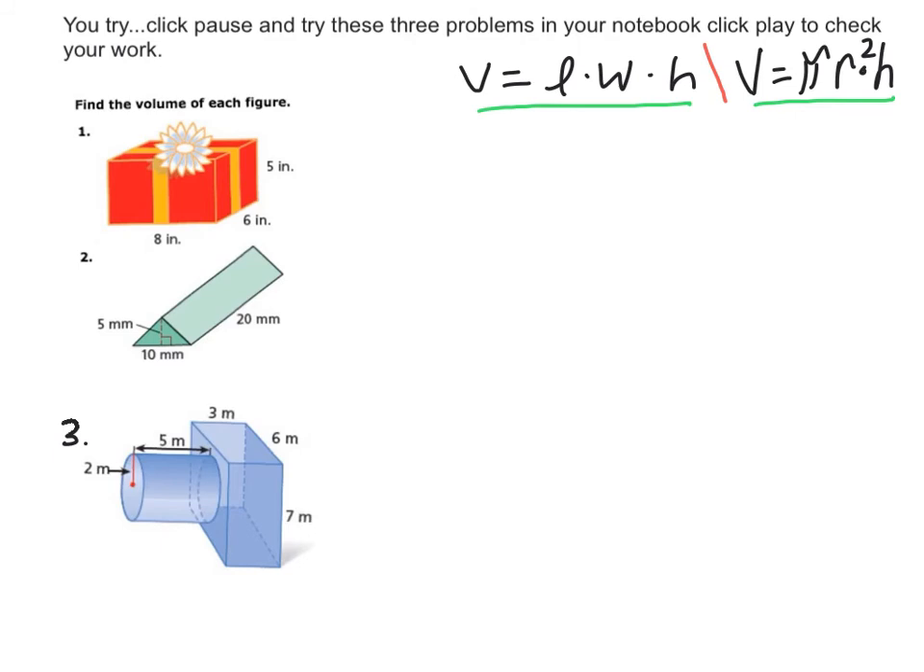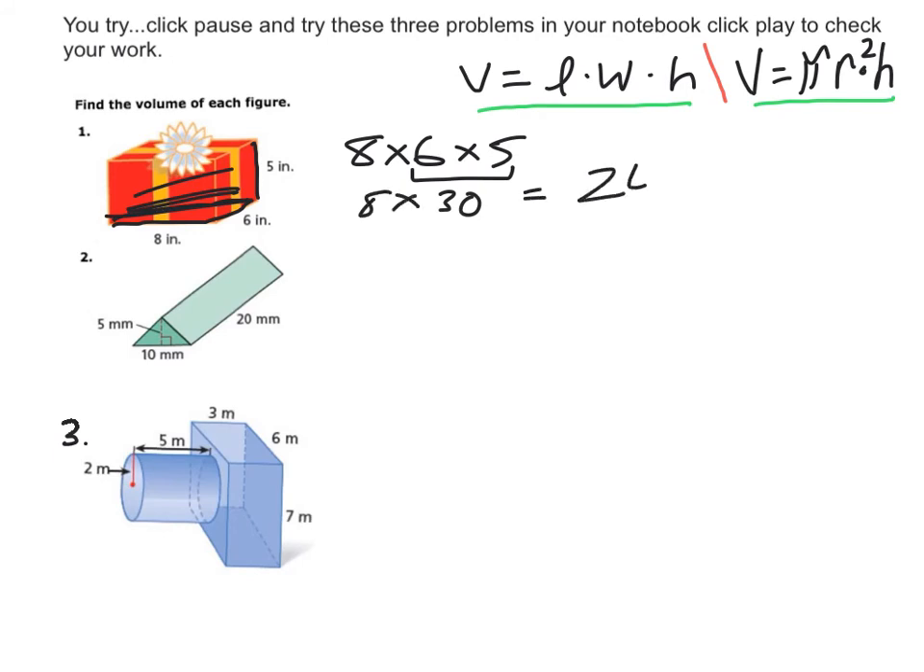Number 1. The area of the base of this would be 8 times 6, or 48. I'd have to multiply it times the height to find how many layers tall it is. So the volume of this prism is 8 times 6 times 5. Inches times inches times inches. I would do 5 times 6 first and get 30, because I can do 8 times 30 a little more easily. 8 times 30 is 240 cubic inches.